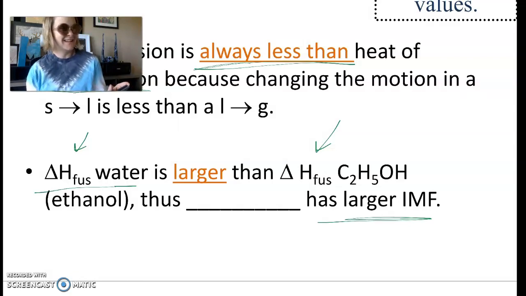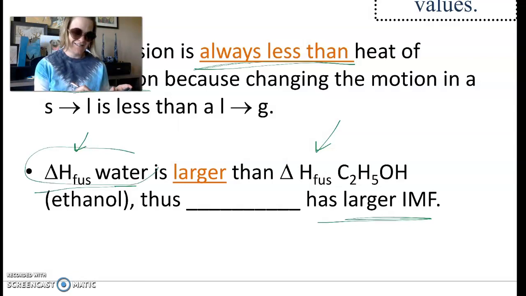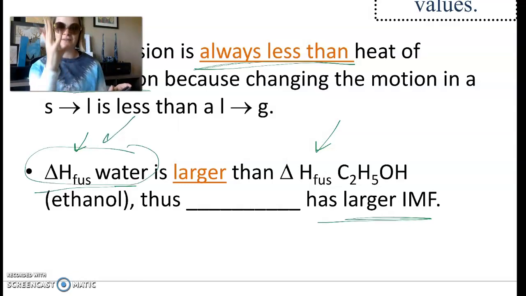The water does, because it requires more energy than it does for the ethanol. That means that those water molecules are being held together a lot harder and tighter than ethanol is. So that's why its change in energy in order to get it to melt is greater. So I'm going to write water here.